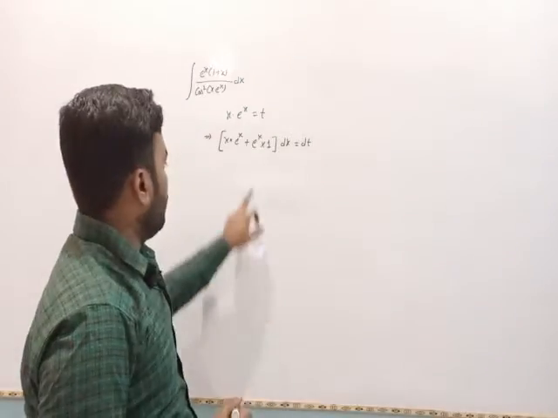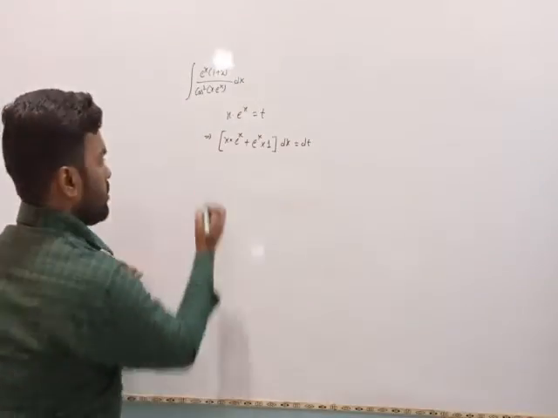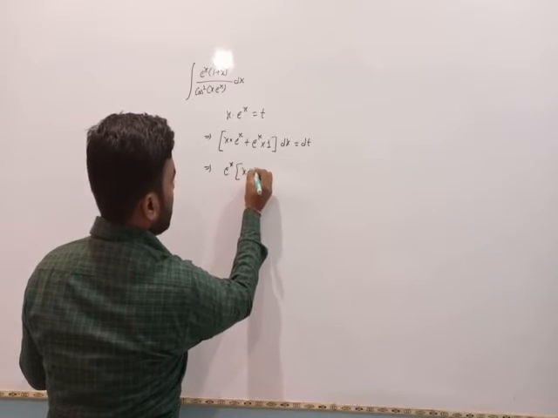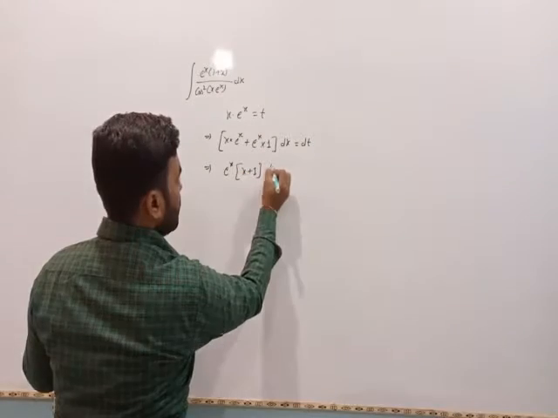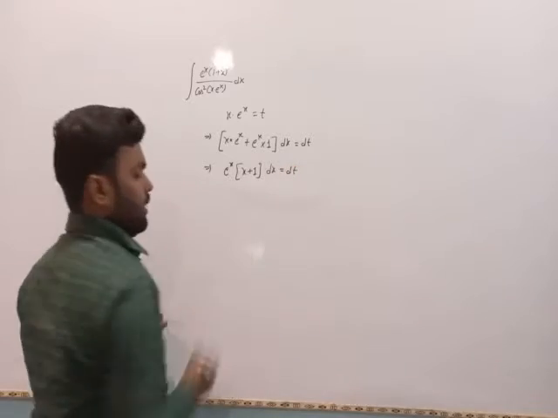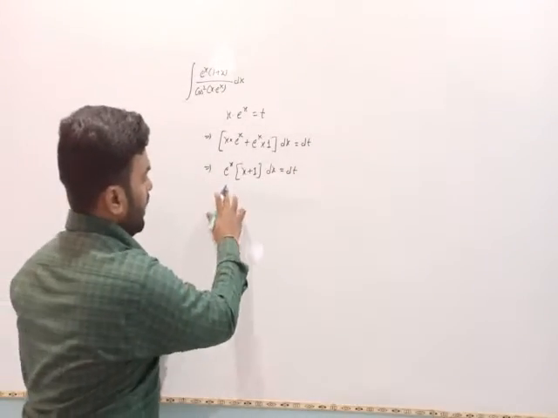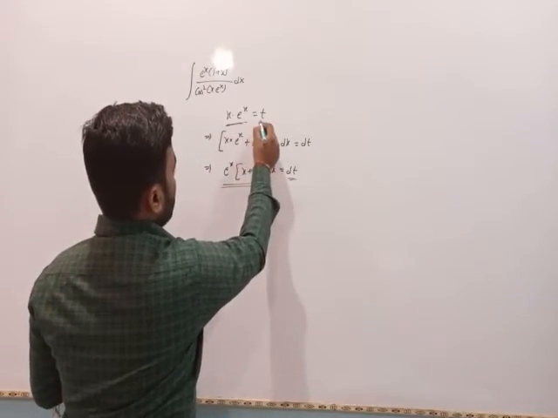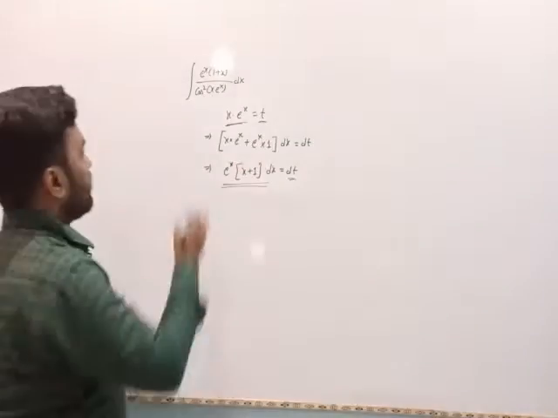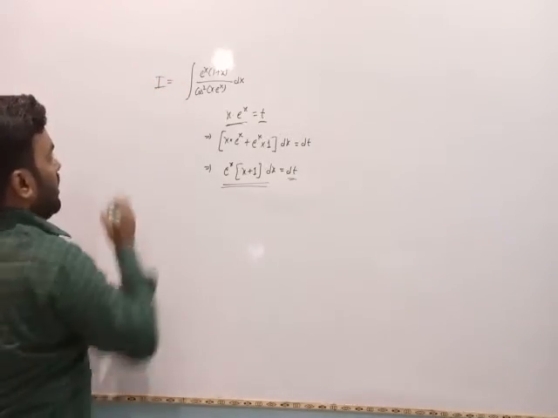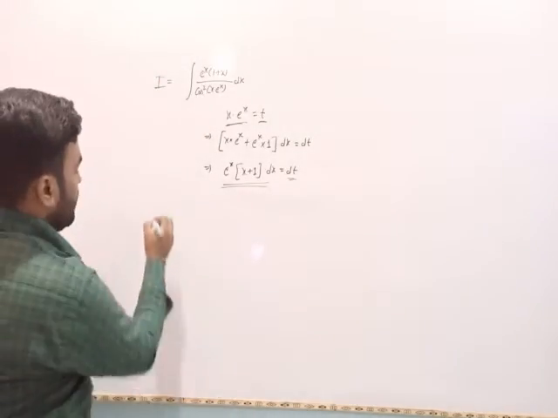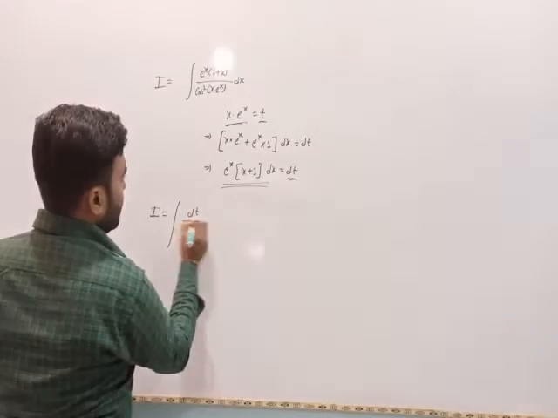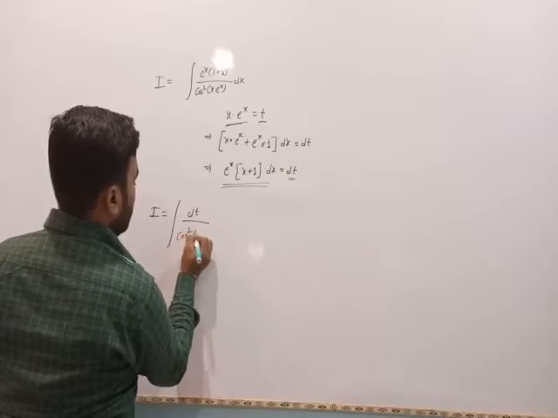Okay, now we can take e to the power x common. So from here we will have e to the power x into (x plus 1) into dx equal to dt. Now we have this term equal to dt and this term equal to t. So if I write my integral as I equal to this, then I can also write that this will become dt upon cos square t.